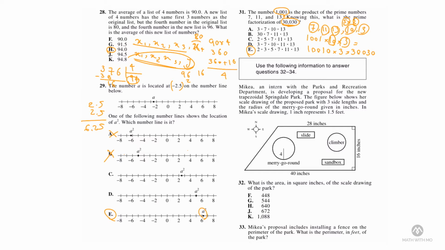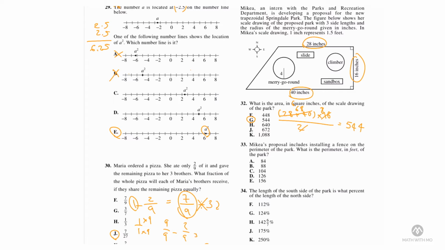Alright, so because it's a trapezoid, the area is (A plus B), the bases, over 2, times H, which is the height. Now, in this case, the height is 16 inches and the bases A and B are 28 and 40. So basically 28 plus 40 over 2 times 16. 28 plus 40 is 68, divided by 2, times 16 becomes 544. So G is the answer.